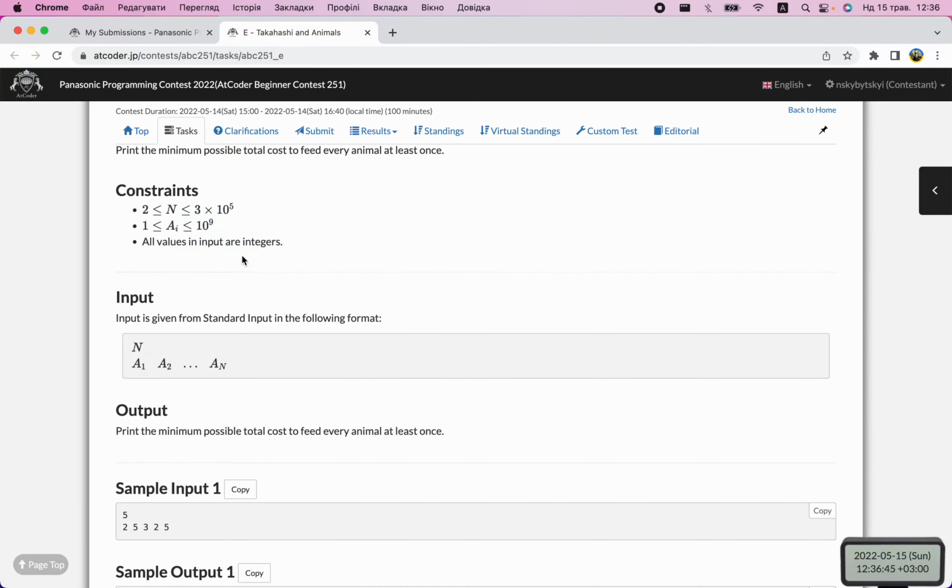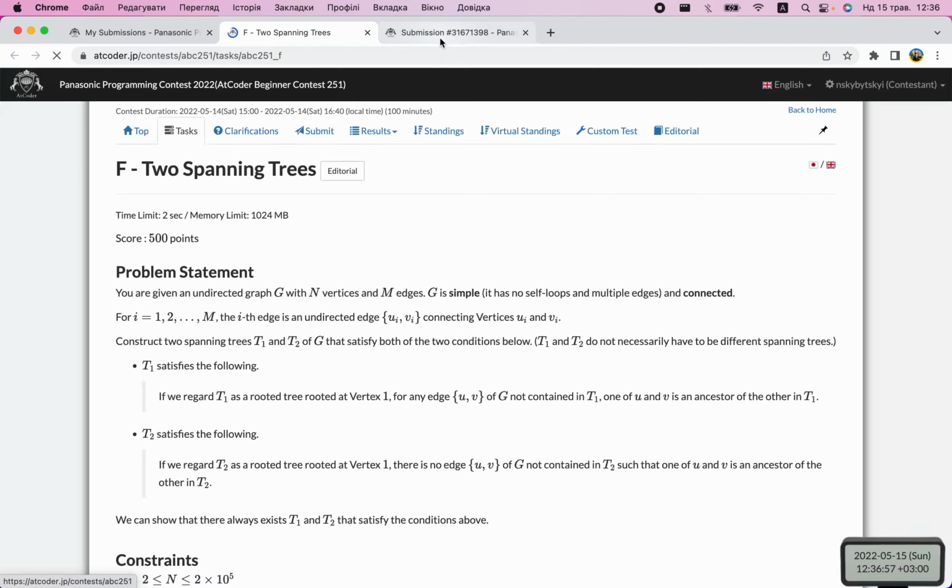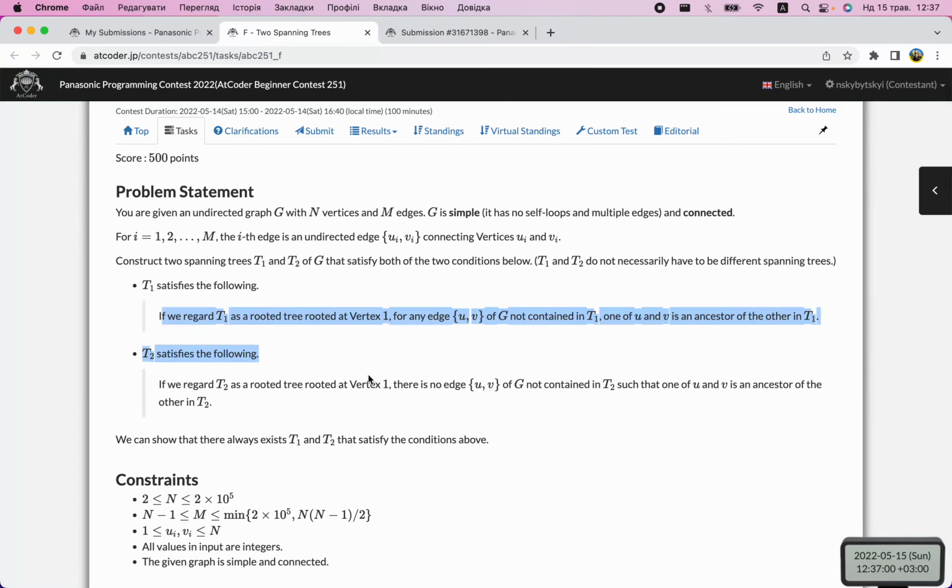One of the easiest problems that I remember in recent ABCs: Problem F required you to find 2 spanning trees in such a way that in the first spanning tree, if you regard it as rooted at vertex 1, any non-tree edge needed to be from ancestor to successor. Anyway, it needed to be a back edge, I guess. This is how it's called.